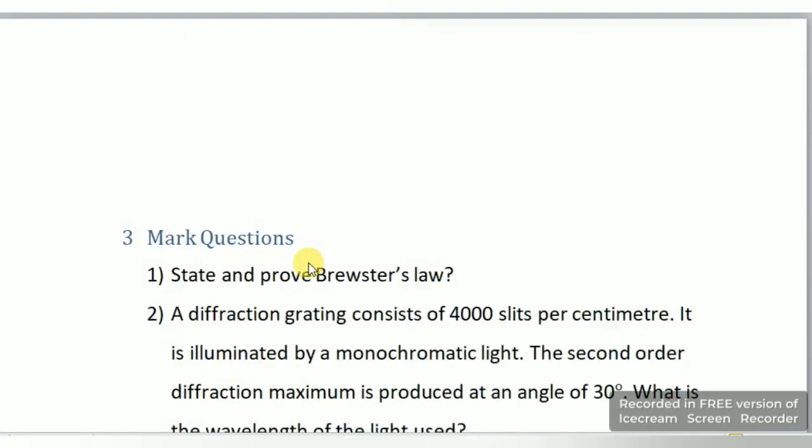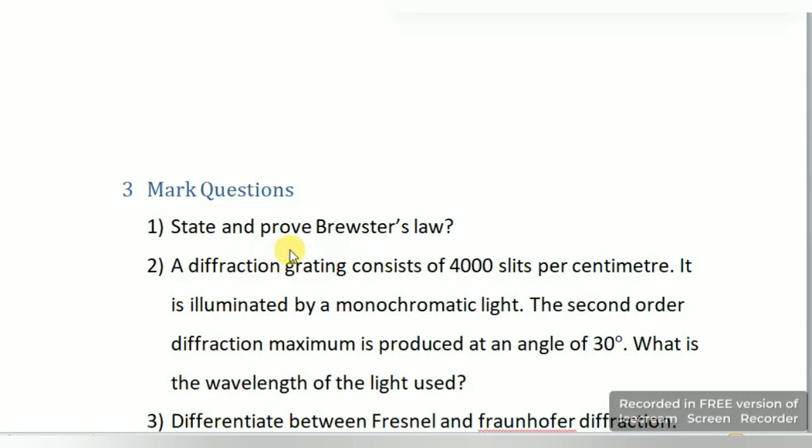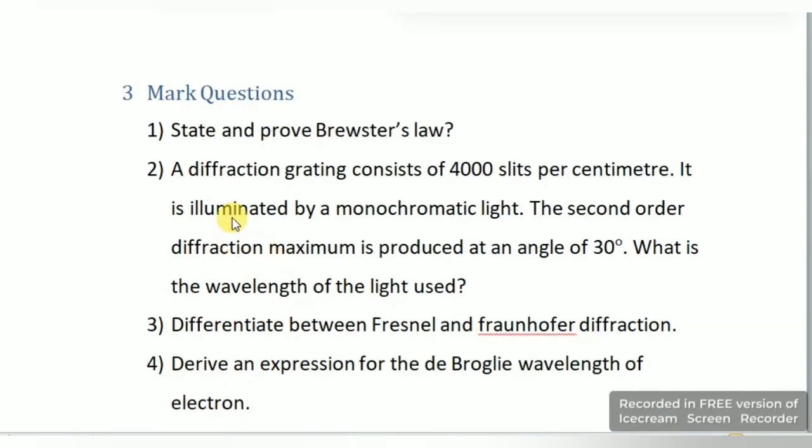Next one, 3 marks questions. First one, state and prove Brewster's law. Second, a diffraction grating consists of 4000 slits per centimeter. It is illuminated by monochromatic light. The second order diffraction maximum is produced at an angle of 30 degree. What is the wavelength of the light used?